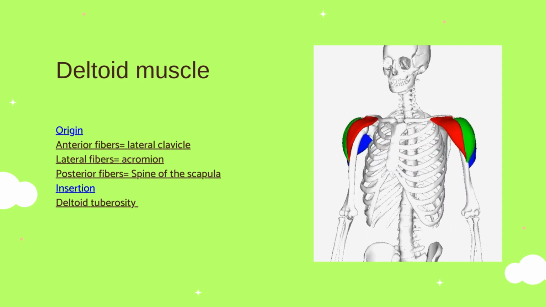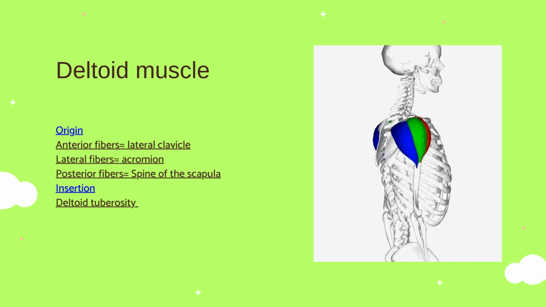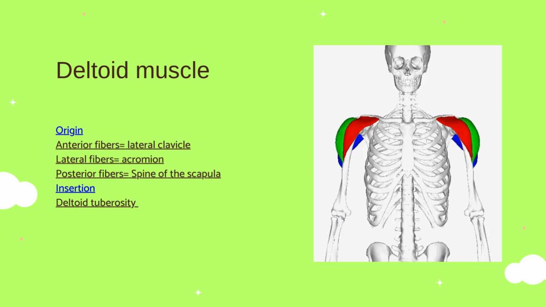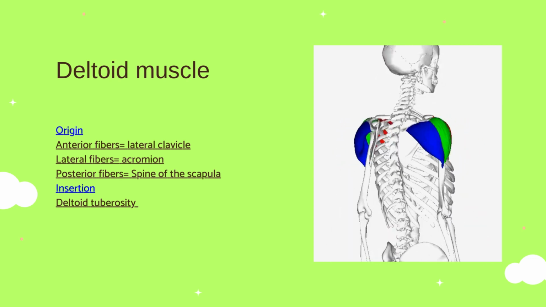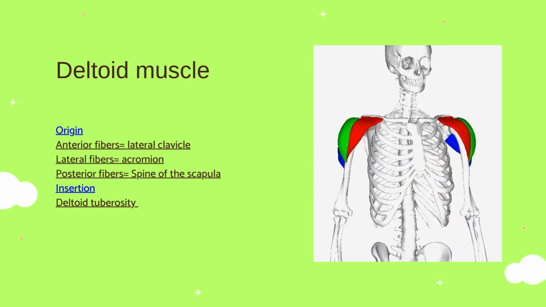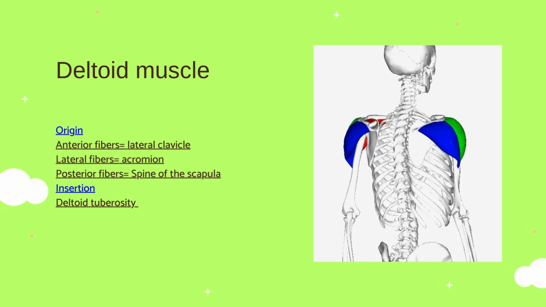All 3 heads of the deltoid muscle converge and insert onto a common insertion point. The deltoid inserts onto the deltoid tuberosity of the humerus, a roughened area located on the lateral surface of the midshaft of the humerus bone.